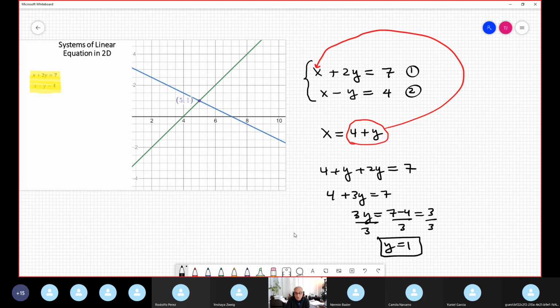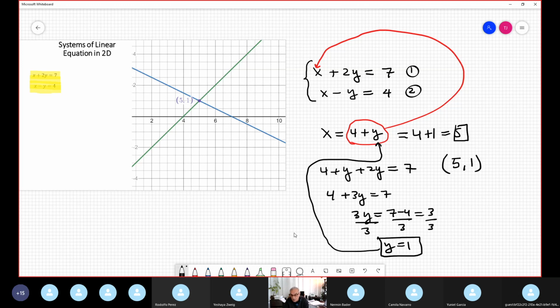Therefore, y equals 1, and if you want to find x, use substitution here. Plug it in here. y equals 1, so 4 plus 1 is 5. And the solution is the ordered pair 5,1. 5,1 is the solution, que satisfy both equations.